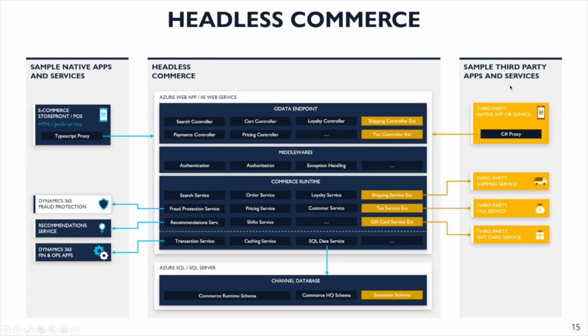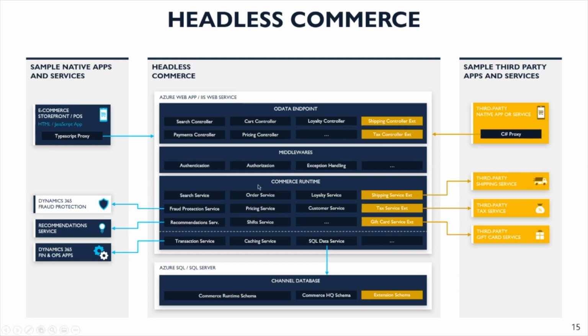Okay, for the commerce runtime, I will spend about a minute on the high-level architecture. The commerce runtime contains all of our core business logic, for example the pricing logic or the search logic. All the different logic is available in the commerce runtime, and you can customize any of this business logic. Similarly, all this business logic sits on top of the OData endpoint, which we call the API.